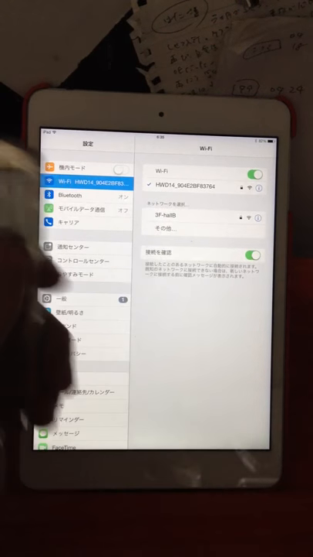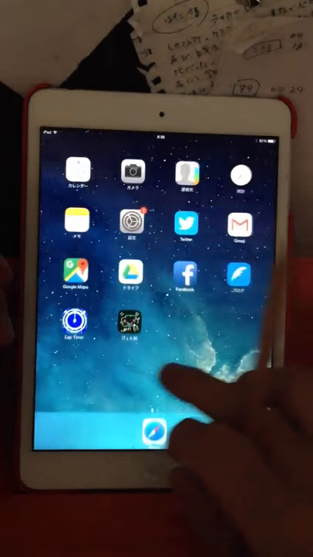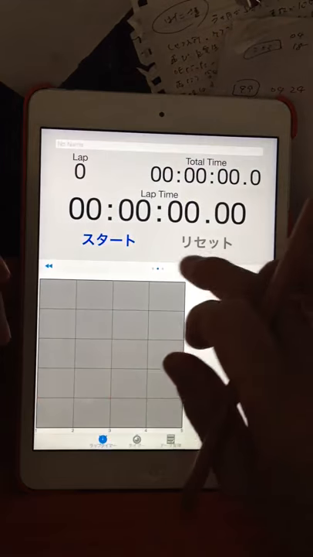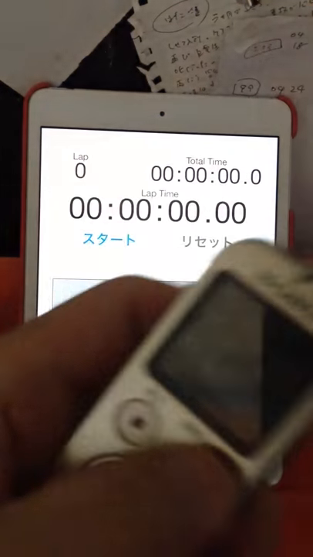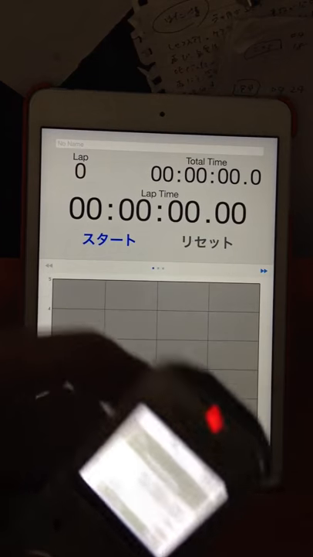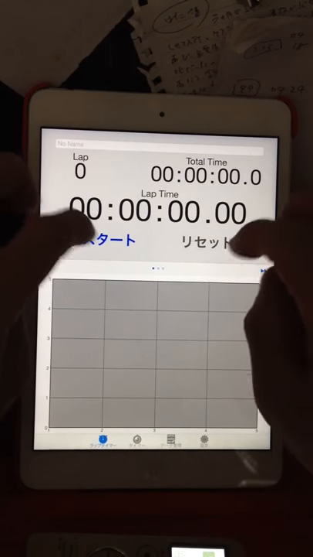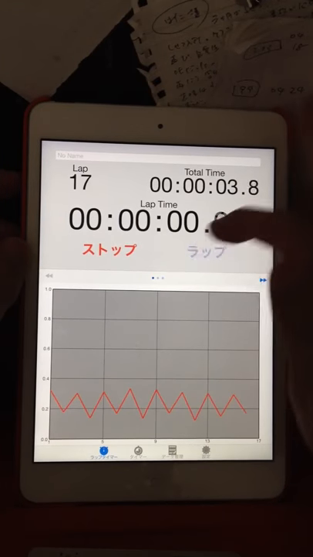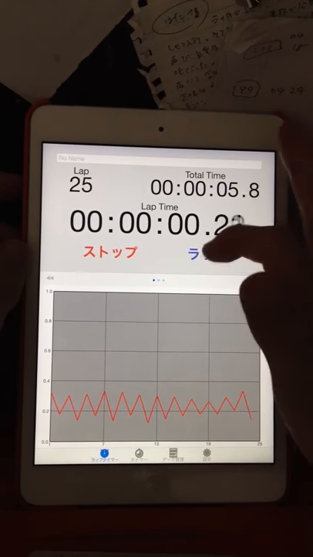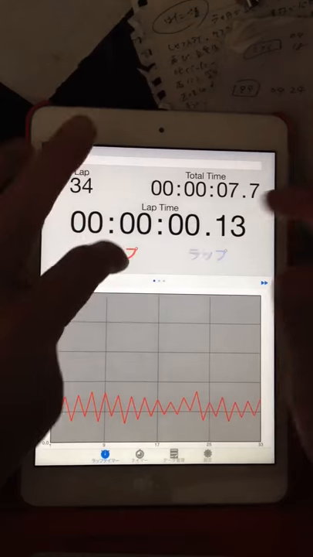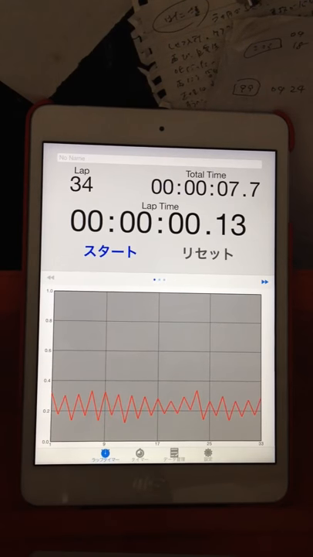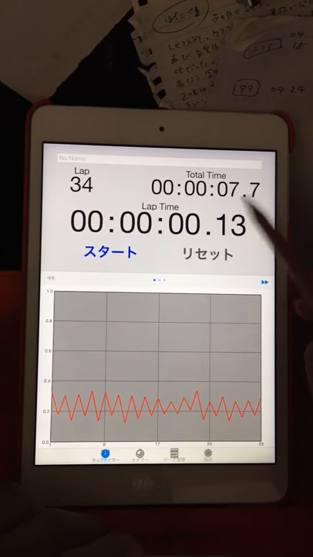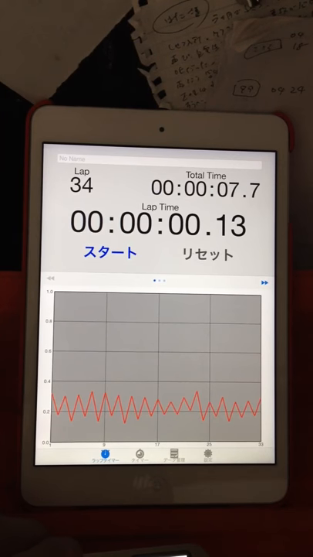Morning experiment on timing progression. Let's start thinking and tapping. 1, 2, 3, 4, 2. Today 7.7 seconds.